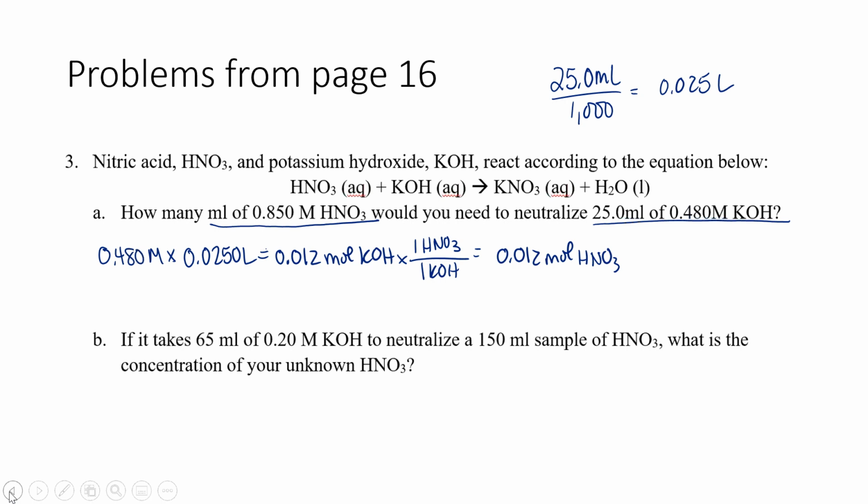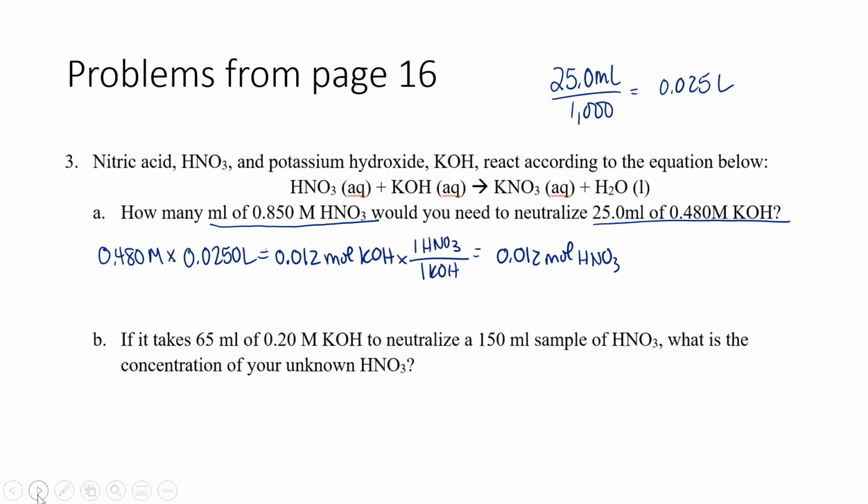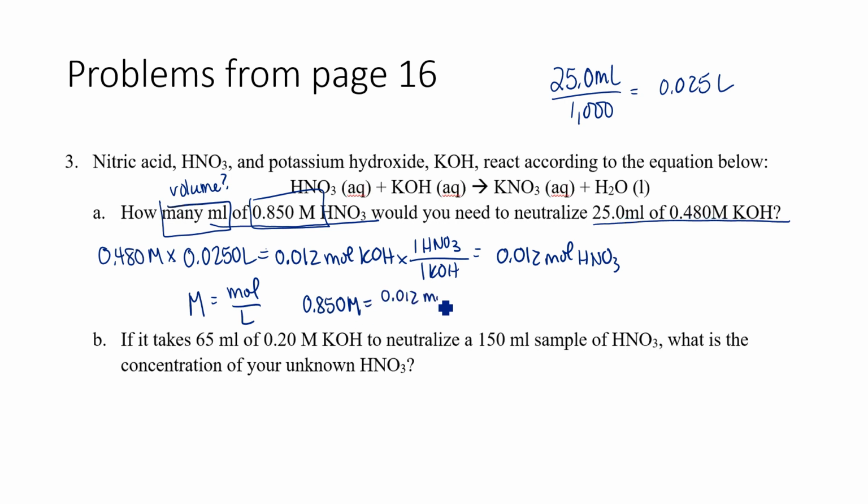And then the last step is going to vary based on what the problem's asking you for. In this case, the problem's asking me for volume. I'm trying to find volume, so it's how many milliliters, and it's giving me molarity. So we know that molarity is the moles per liter, right? And we know that the molarity is 0.85 and the moles is 0.012, and then the liters is the unknown here. So that's what we're trying to solve for.